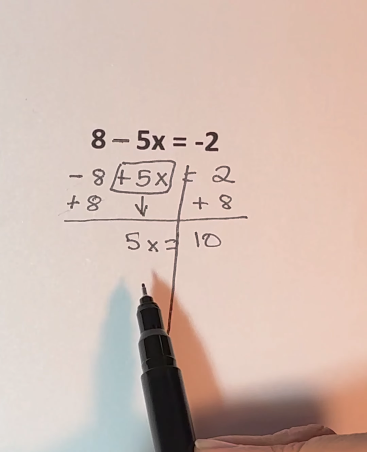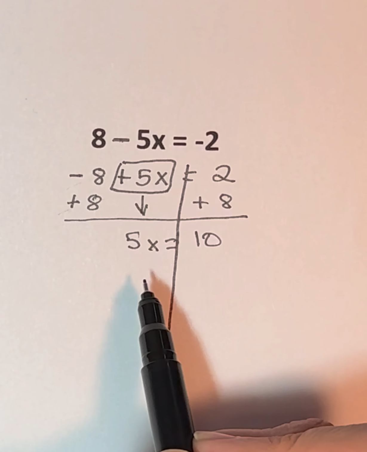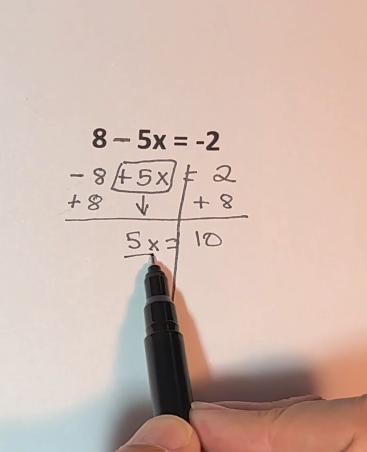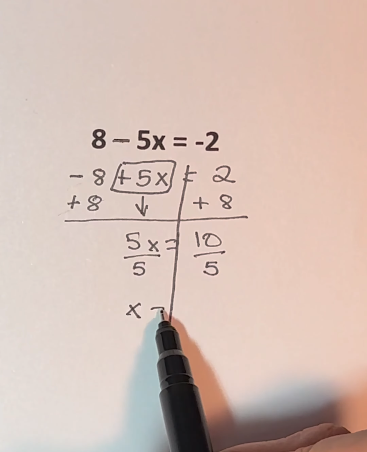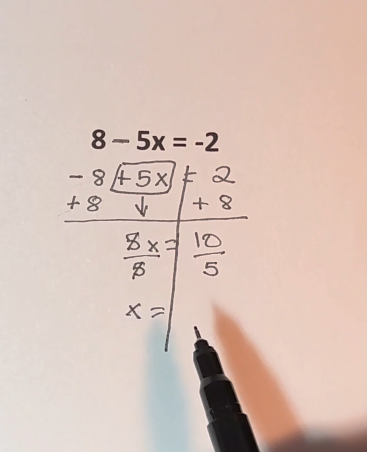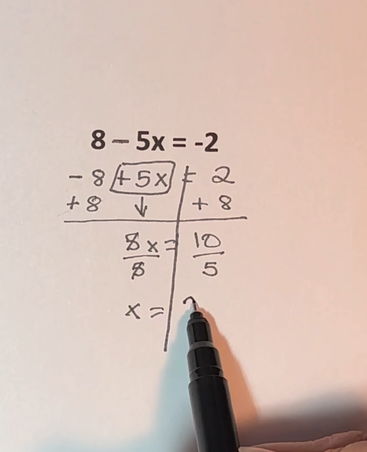But I don't want 5x. That's 5 times x. I want x. They're timesing, so we're going to divide. And whatever we do to one side, we have to do to the other. These will reduce to 1. And 10 divided by 5, 2.